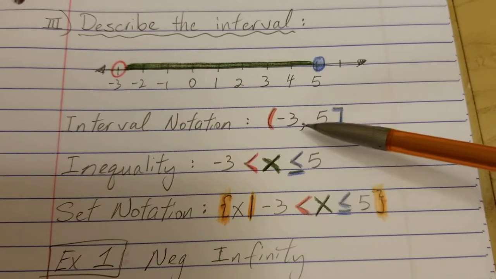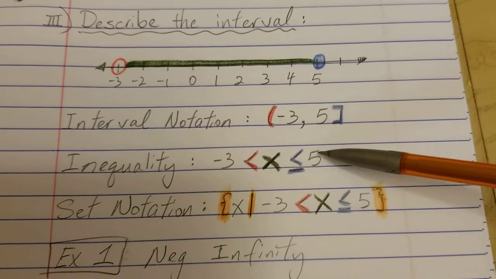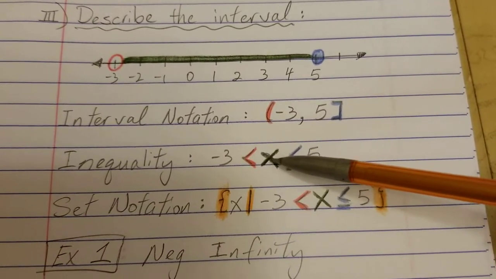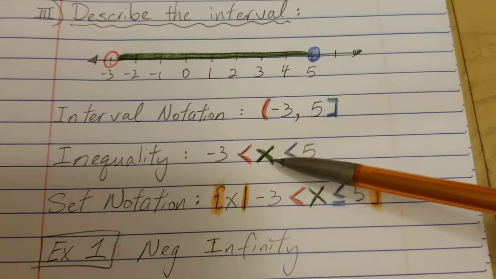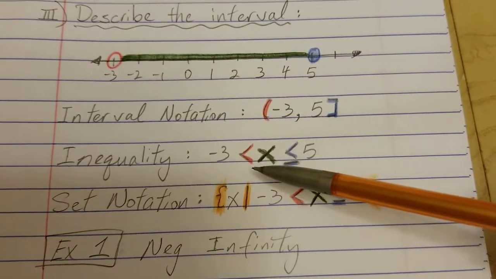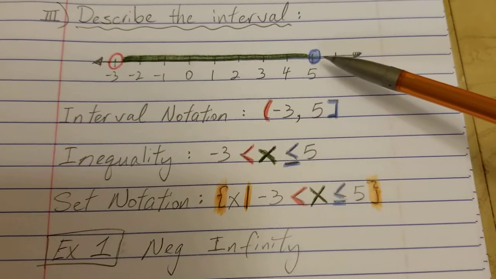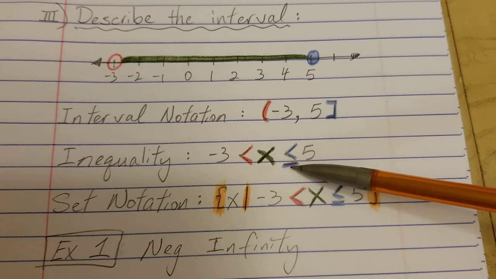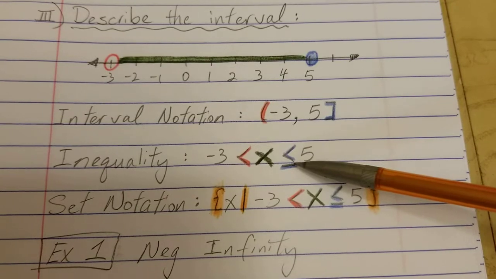Inequalities will be very similar. You have the two numbers, -3 on the left, +5 on the right. The only difference is there's an X which represents the line between the two numbers. Because it's an open circle, you're going to have an inequality without the equal sign. With a closed circle, you have an inequality with an equal sign at the bottom. The reason is because you have to include that number as part of the solution.